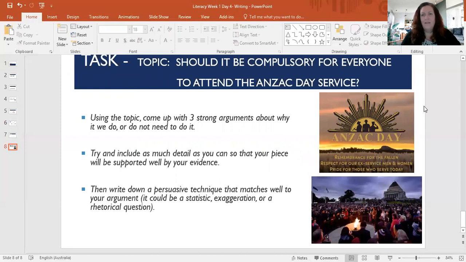Now, this is your task, and I'll move this way. There we go. So your task, should it be compulsory for everyone to attend the Anzac Day service? You're going to come up with, using the topics, 3 strong arguments about why we do or do not need to do it. Try and include as much detail as you can so that your piece will be supported well by your evidence. Make sure you have that evidence there. And then you're going to write down a persuasive technique that matches well to your argument. For example, like I did before, a statistic, exaggeration, or you can do a rhetorical question.